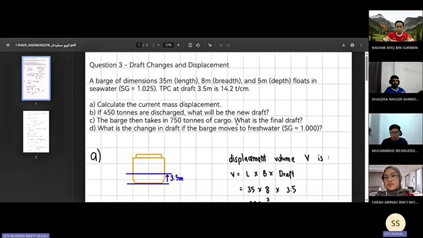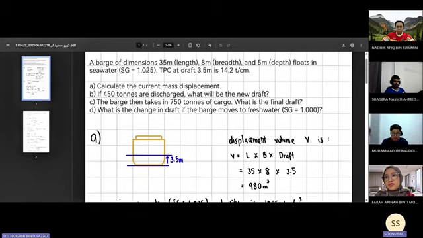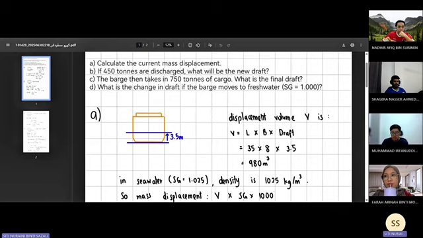Okay, for question 3, the question is about a barge of dimensions 35 meter length, 8 meter breadth, and 5 meter depth floating in sea water, SG equal to 1.025. TPC at draft 3.5 meter is 14.2 T/cm. For question A, calculate the current mass displacement.